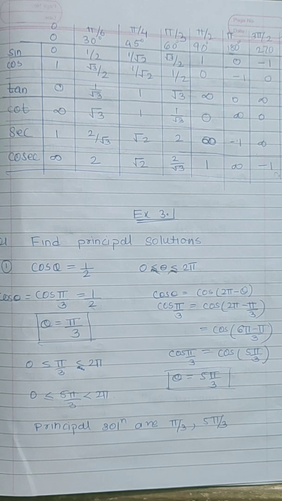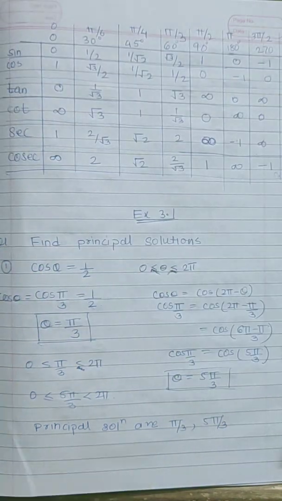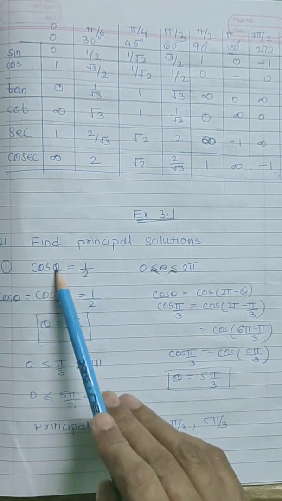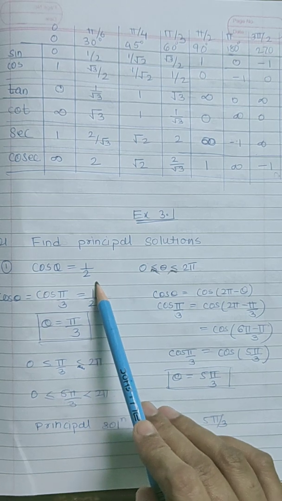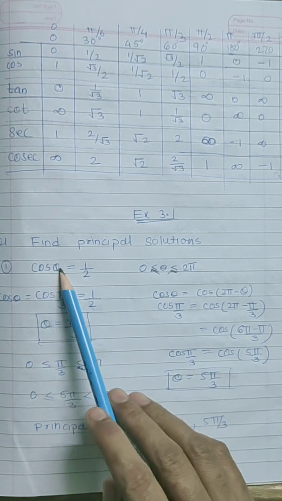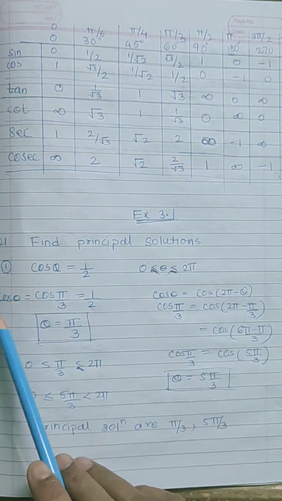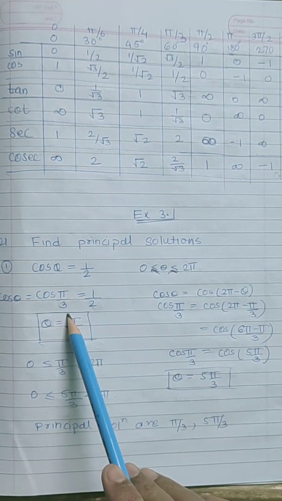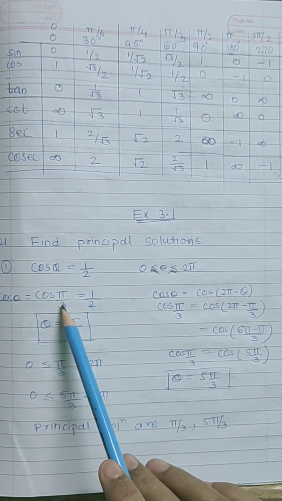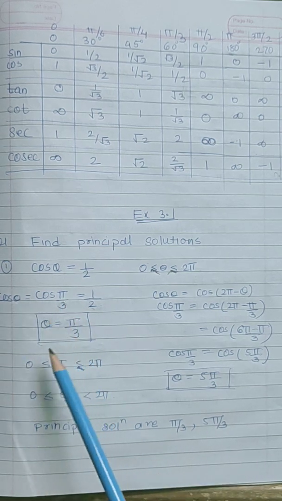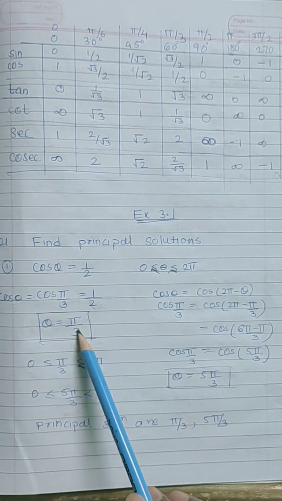Now here our first sum is cos theta is equal to half. Now see, when is cos theta half? See in our table, cos theta is half at pi by 3. So we will write cos theta is equal to cos pi by 3 is equal to half. So we got angle theta, which is pi by 3. Okay, so what will be the value of theta? Value of theta will be pi by 3.